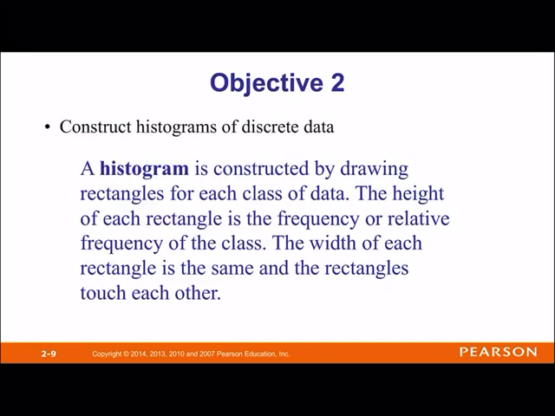Okay, so objective number 2 is going to be to construct histograms of discrete data. Now, a histogram is constructed by drawing rectangles for each class of data. So this is directly related to the bar graphs that you did yesterday. The only difference is with a histogram, your bars must touch. And although I didn't show you an example, the bar graph can either be horizontal or vertical. A histogram has to be horizontal, and your frequency is always going to go up your Y side. It's not an option with a histogram. A bar graph it is.